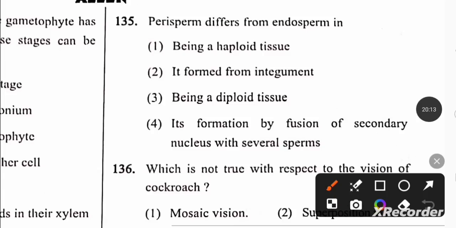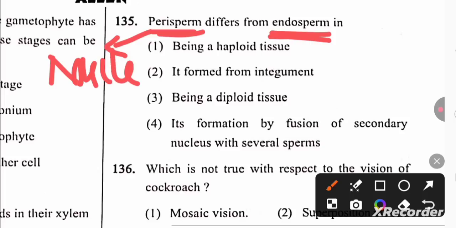How does perisperm differ from endosperm? Remember, perisperm and endosperm are both nutritive tissues present in the seed. But perisperm develops from the nucellus and is diploid, and endosperm develops from the primary endosperm nucleus, which is triploid.